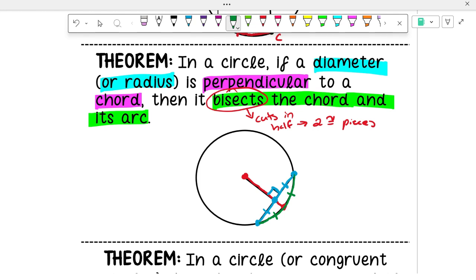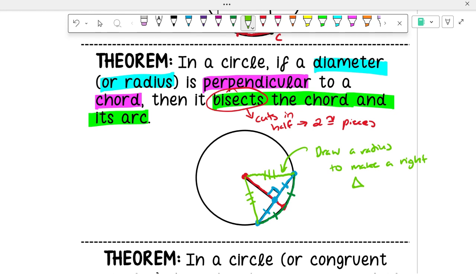Now, some questions that you may see with this is sometimes, what happens if I draw two more radii? You have two right triangles. And remember these two pieces would also be congruent. So if I draw a radius to make a right triangle.